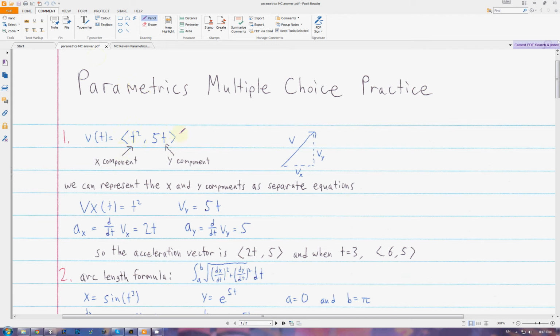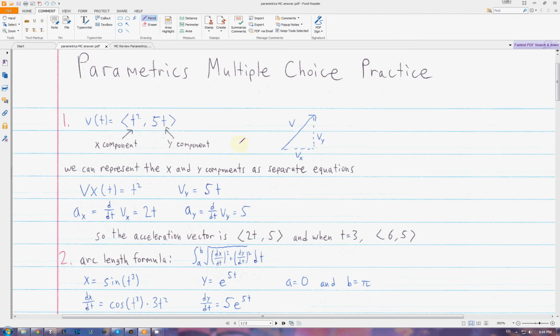So when we have a vector represented like this, the first term, here it's t squared, is the x component of velocity, and the second term is the y component, because we can represent vectors as two components, an x component and a y component. So earlier in the year when we studied motion, it was always one-dimensional. It was either always on the x-axis or always on the y-axis. So one of these components would be 0, but now we have both components. So it's a little more complicated.